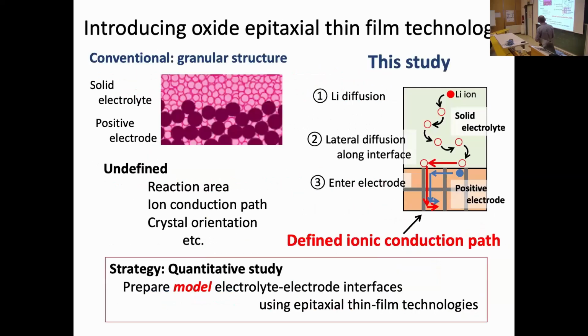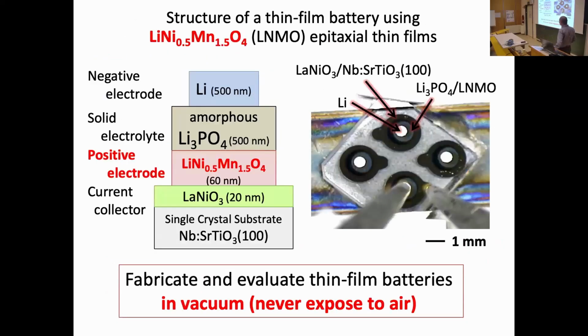So we make model interfaces using epitaxial thin films, and then deposit the solid electrolyte without taking it out of the air. So we make a perfect interface and then study it. The approach here is very similar to catalysis: if you want to understand catalytic activities, create a model sample and then see the intrinsic properties. So we deposit epitaxial thin films and understand these interfaces.